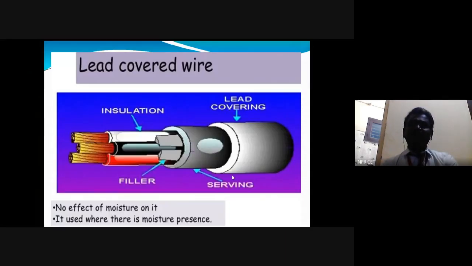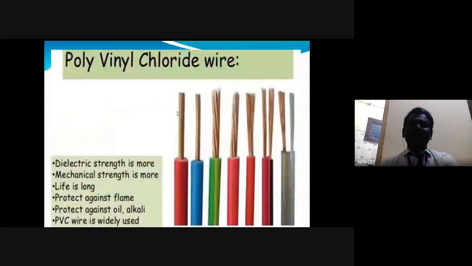Now the polyvinyl chloride layer. Its dielectric strength is more, and dielectric strength means high insulation capability. High insulation capability is greater in this PVC wire. The mechanical strength is also more. It has long life, protects against flame, oil, and alkali, and is cheap. Compared to the other types, it is the most economical one.